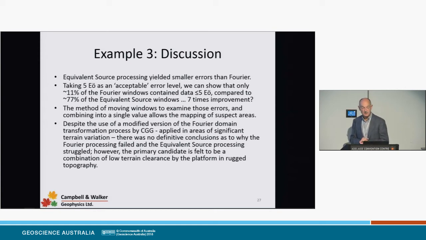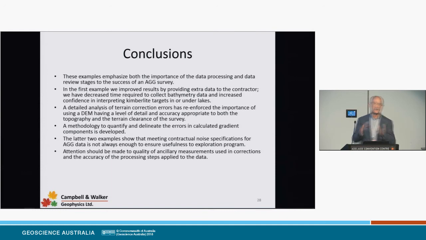I think there is a definitive conclusion as to why the Fourier processing failed, but we didn't come to a definitive conclusion as to why the equivalent source struggled. It could have been a combination of the low terrain clearance, aggressive terrain following, and also the orientation of the survey, which reportedly caused some issues with processing. The orientation of the survey was not due north-south, east-west. It was oblique. Iron Mountain Range was similar, but they didn't have a problem, and those lines all run north-south, so I don't know. I'm going to leave that to other people to figure out.